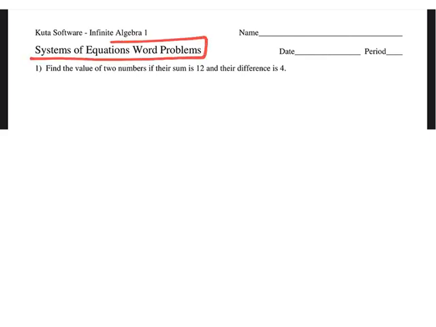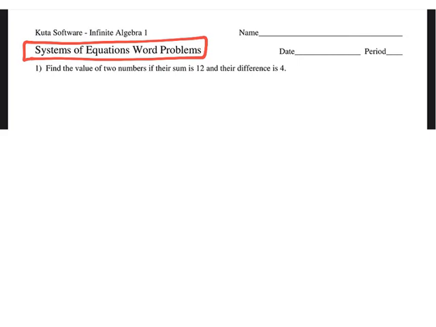Systems of equations, word problems. So that's our concept basically. And the first question that is given to us here is: find the value of two numbers if their sum is 12 and their difference is 4. So basically, systems of equations, like we did elimination and substitution, those methods can be used to solve these two equations and actually find the answer.